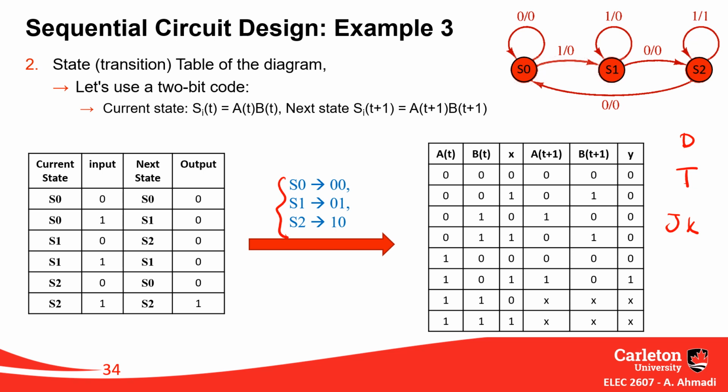What is the size of your K-maps? There are 3-variable K-maps because you have A, B as current state, and X as your input for the K-maps.